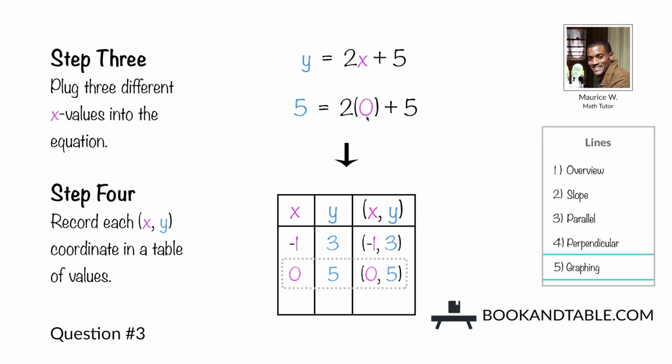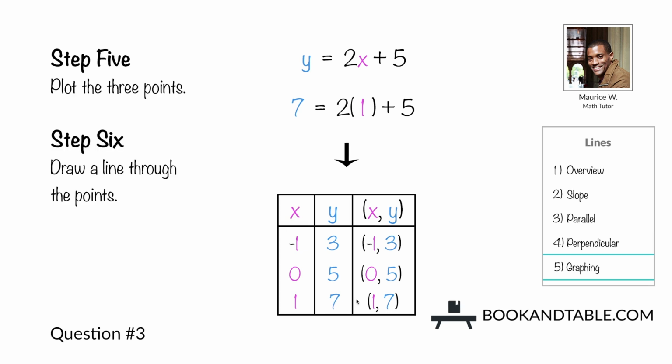When we plug in 0 for x, 2 times 0 will give you 0, plus 5 will give you 5. So you get 0, 5. Then lastly, 2 times 1 will give you 2, plus 5 will give you 7. So you get 1, 7 as your third point. And now step 5, plot the 3 points. In step 6, draw a line through the points.